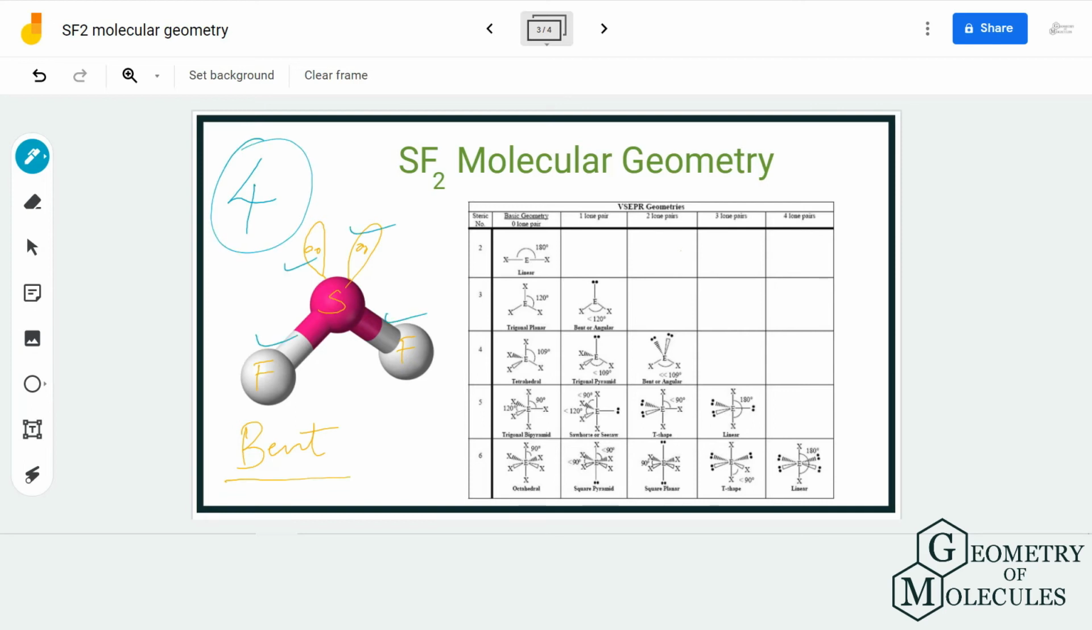So the steric number will be 4 for sulfur in SF2, and using this table you can see that the molecules that have a steric number of 4 and have two lone pairs have bent or angular molecular geometry. So the molecular geometry of SF2 molecule is bent, and I hope this video helps you to understand that.